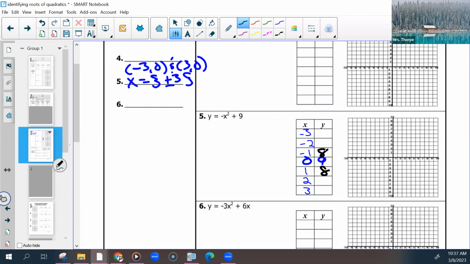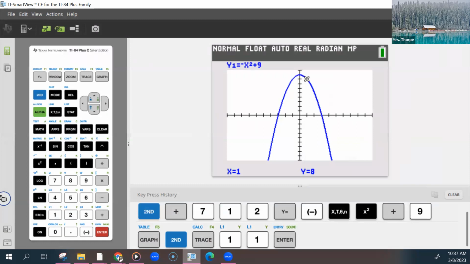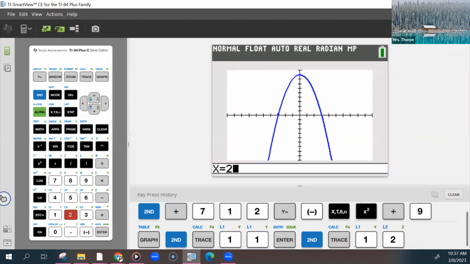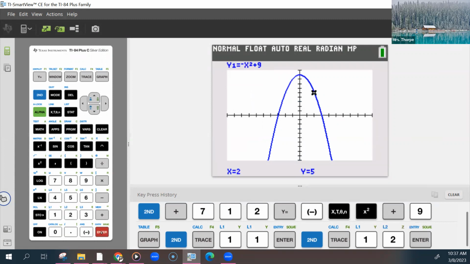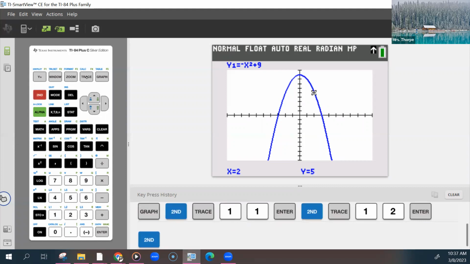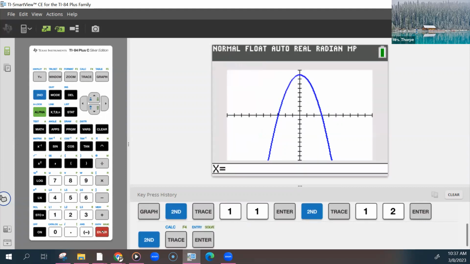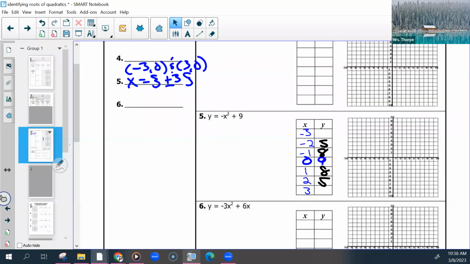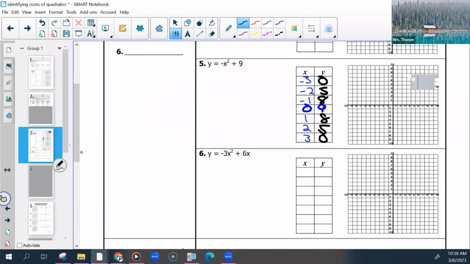So the 8 would repeat for -1 and 1. We could do the same thing for 2 and then 3. Second trace your value, and when x is 2, it's 5. And that would be for -2 and +2. And then the same thing: second trace value when x is 3, and that would be 0. So once you have all of your table filled out, you can go ahead and graph those.